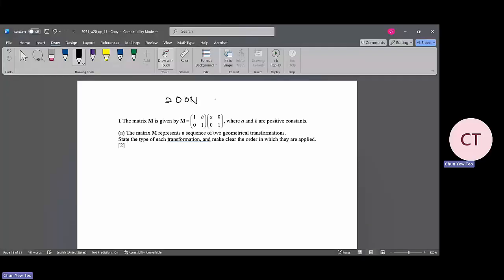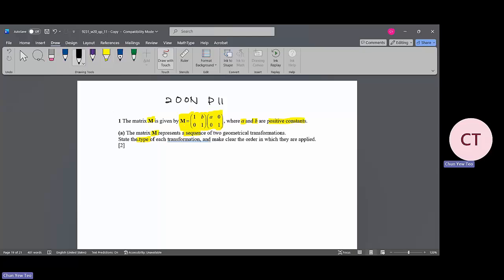2020 October, November, paper 11. Let's take a look at question number 1. We have a matrix M, given as the multiplication of two transformations, where A and B are positive constants. The matrix M represents a sequence of two geometrical transformations. State the type of each transformation.